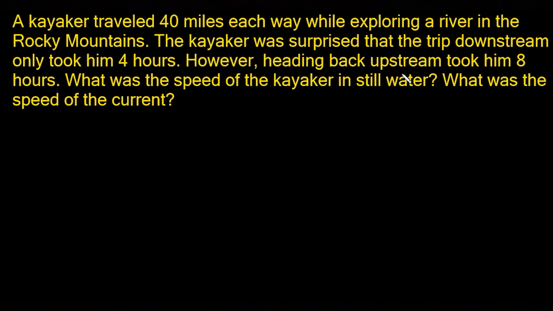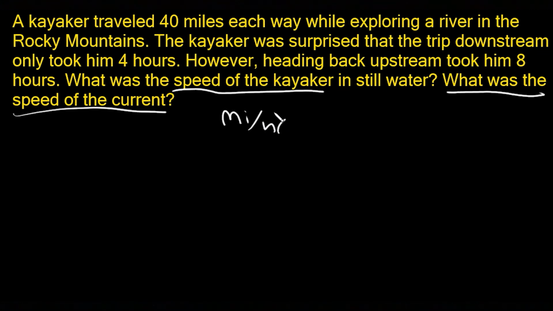Okay, so this one is definitely a bit challenging when you first take a look at it, and it's not obvious how you're going to set it up. So whenever you have a problem like this here, I like to match up all of my units. And to do that, you want to look at what they're looking for here. They're looking for speed. I can clearly see that right here, right? What is the speed of the kayaker? And then they want to know what is the speed of the current. I can see that right here, okay? So look at the units that they give you. They give you miles and they give you hours. That means my speed is going to be in miles per hour.